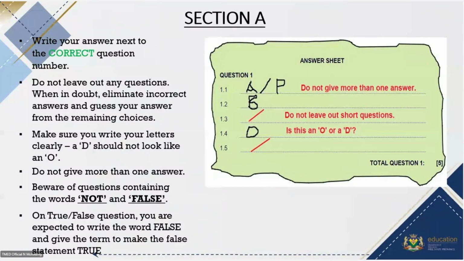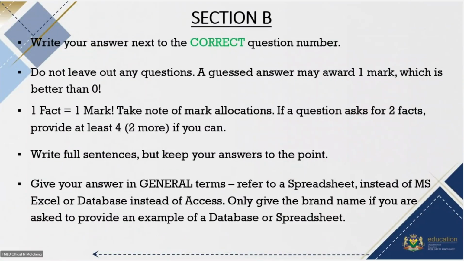Now write your answer next to the correct question number, even in section B, as we are now in section B. You write your answer next to the correct number. Even if the marker can see that the answer that you have written on 4.2 is actually the correct answer for 4.3, that will not be marked correct as 4.3 because you have written the answer on 4.2. So please ensure that you write your answer next to the correct question number.